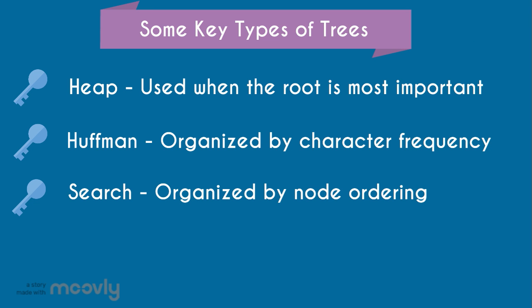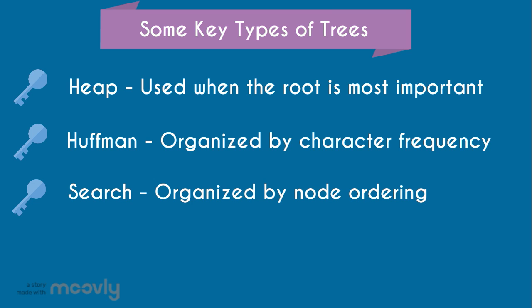Here are some key types of trees. There's heaps, binary search trees, and Huffman trees. If you make the structure such that the root, the very top level, has to be the most important, you would use a heap tree. If you want to organize it based on character frequencies in, say, a body of text, then you would use a compression tree or Huffman tree.